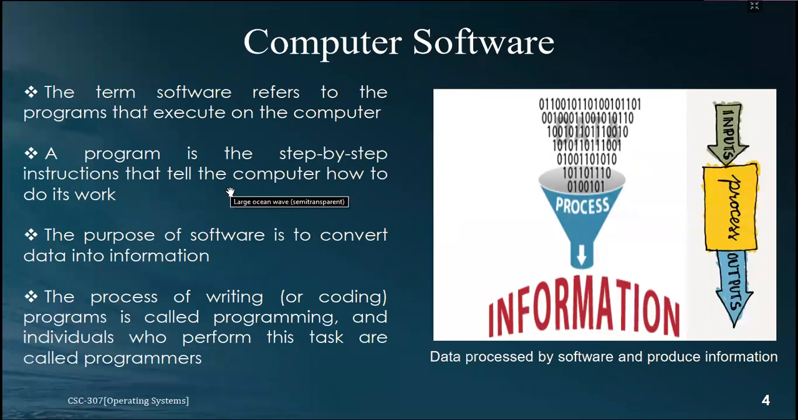Then what is computer software? Computer software is a term that refers to the programs that execute on the computer. So what is a program? A program is step-by-step instructions that tell the computer how to do its work. That work can be a complicated task like playing a game. That work can be a very simple task like adding 2 numbers.